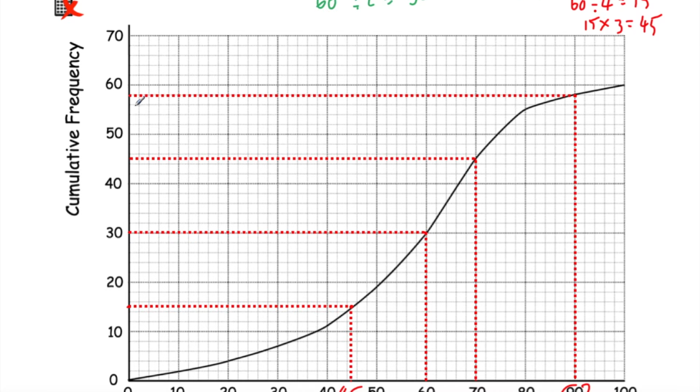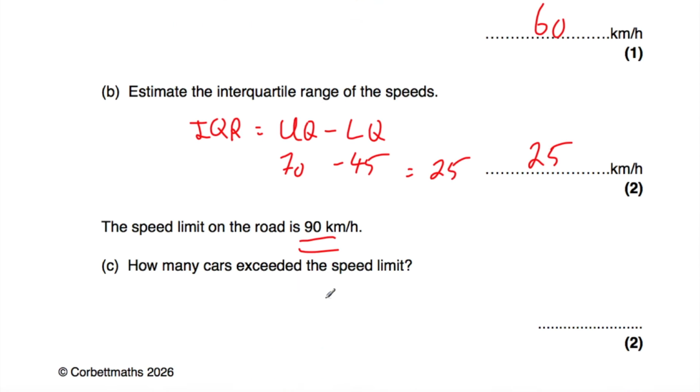Now, each one of the little boxes on the scale from 0 to 10 in 5 little boxes, that's 2, 4, 6, 8, 10. So each one of the little boxes is worth 2. So 50, 52, 54, 56, 58. So that means that 58 cars drove at 90 kilometers per hour or less. And that means the remainder, the other 2, would be exceeding the speed limit. So that's going to be 2. If we do 60, take away the 58, that's equal to 2. So that's how many cars exceeded the speed limit.